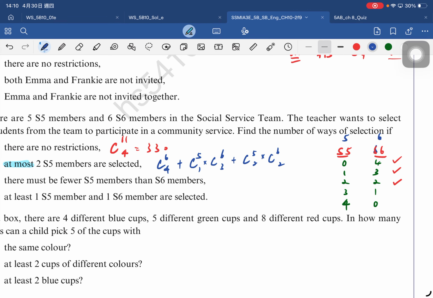Alright, so the answer should be 265. But of course, you can also use the number of outcomes without restriction minus these 2 cases. These 2 cases, if you state them, the numbers of ways should be 5C3, 6C1, and then this one 5C4.